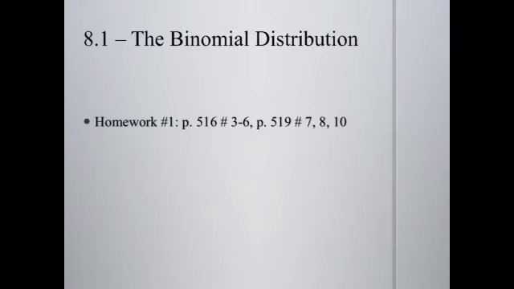Here's the homework for tonight. The first few questions are telling if it's binomial or not, and then the next few questions are calculating probabilities using the formula.